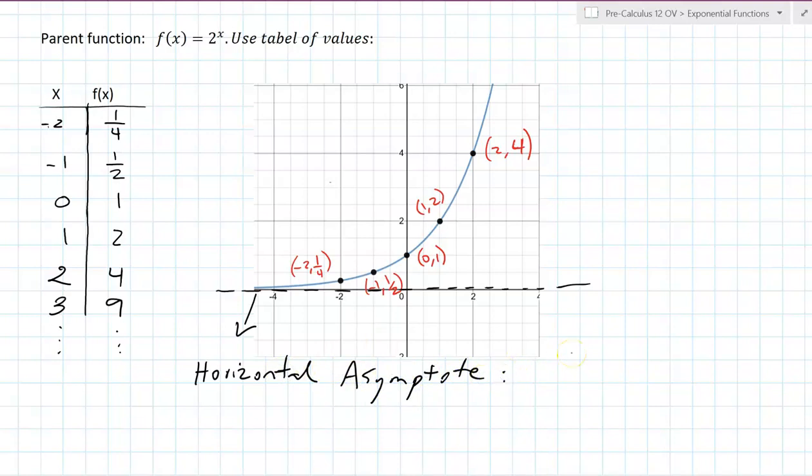In this case, because it's not shifting up or down, it is basically y equals 0. That's the equation of the horizontal asymptote for the function 2 to the x. Most exponential functions have asymptotes, and it is a horizontal asymptote. Depending on the shift, the transformation of the function, obviously you will have a different equation for the horizontal asymptote, but they do have asymptotes.